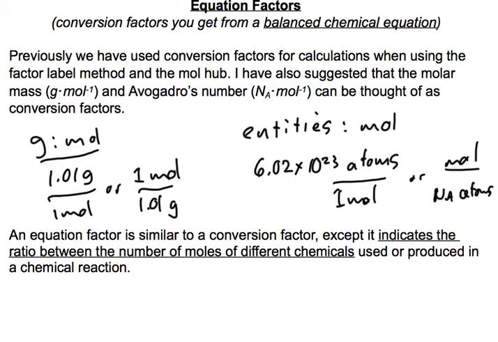Well, an equation factor is simply that ratio between the number of moles of different chemicals used or produced in a chemical reaction, and the important bit here is that the equation factor is obtained from a balanced chemical equation. You have to remember that. That's why you always have to check that your equation is balanced.